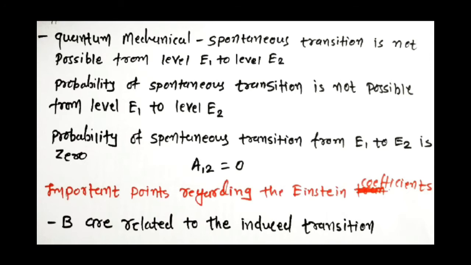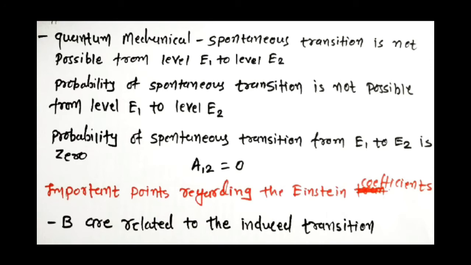It turns out that B12 and B21 are equal under the special condition that the quantum states E1 and E2 are single-valued levels. ક્યારે શક્ય થશે? તો E1 અને E2 energy level same હોય તો.